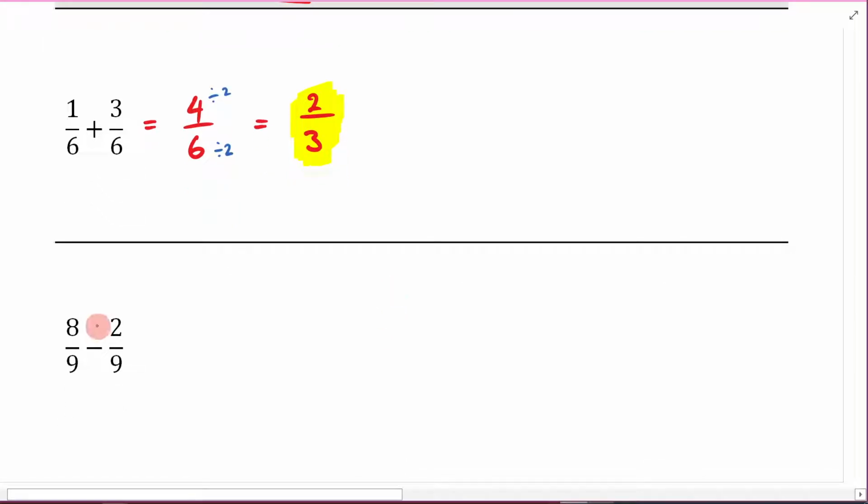You should now pause the video and see if you can do this one for yourself. All right, so you've got 8 on 9 minus 2 on 9. So we're subtracting the numerators here. It's going to end up being 6 on 9. And this time I can divide them both by 3. So I'll divide the top by 3 and the bottom by 3. And when I do that, what I'm going to end up with is what? 6 divided by 3 is 2. And 9 divided by 3 is 3. So I'll end up with 2/3 again. So just like that, there is our simplified fractions.